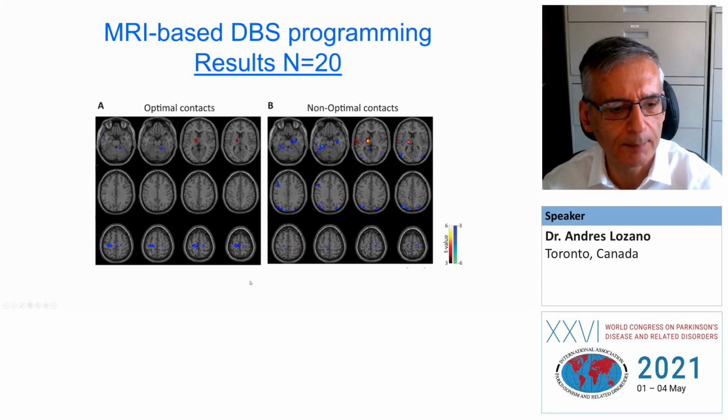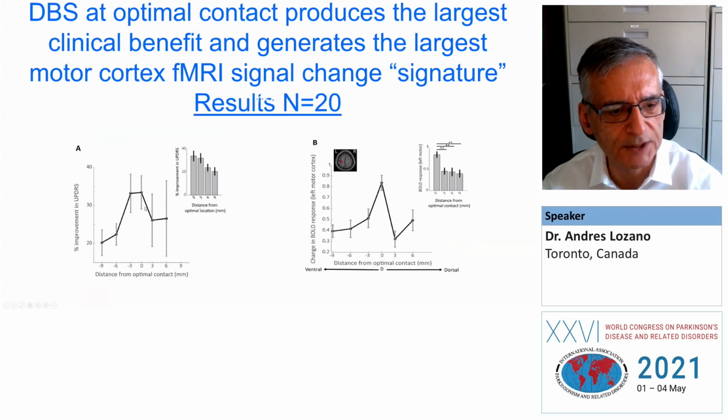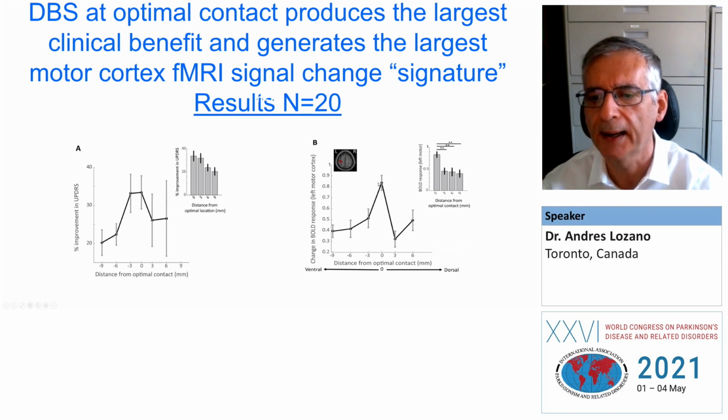Indeed, we know that these are the optimal contacts because we get the best clinical response, seen here on the left side, where when we single out the optimal contact, we get the best improvement in the UPDRS, seen on the graph on the left. We also get the largest signal in the M1 motor cortex region at the optimal contact. So the largest deactivation in the BOLD signal is seen at the optimal contact, and as we move to adjacent contacts further away from the optimal contact, this signal disappears.